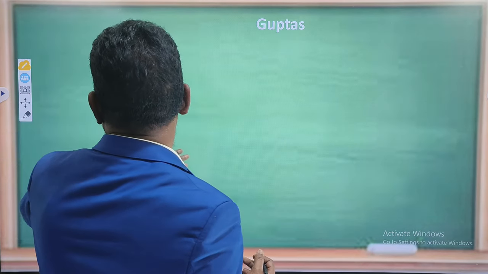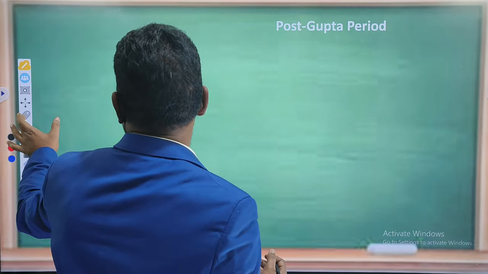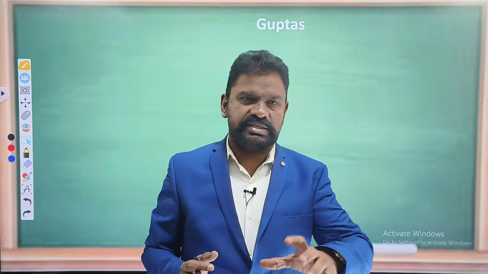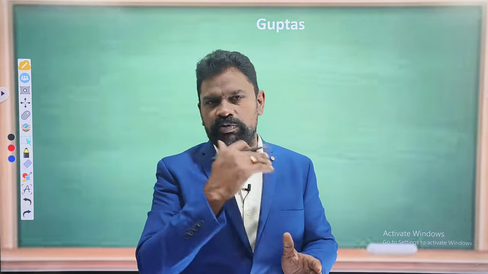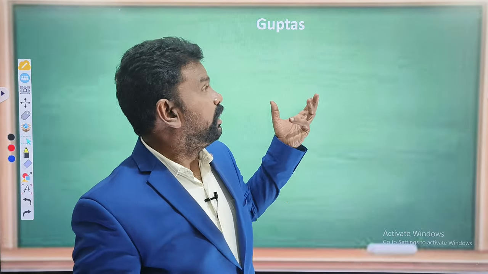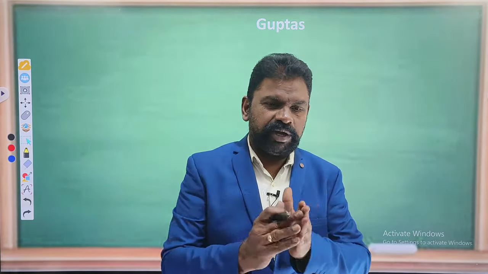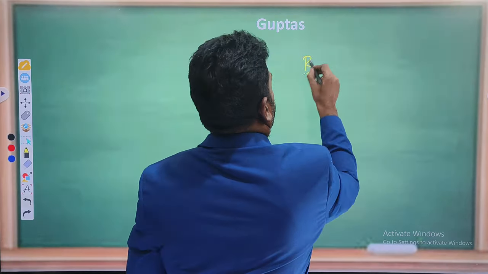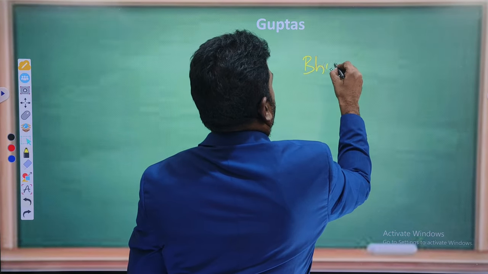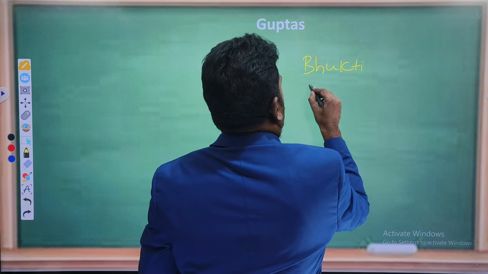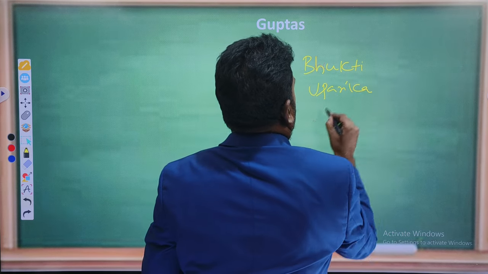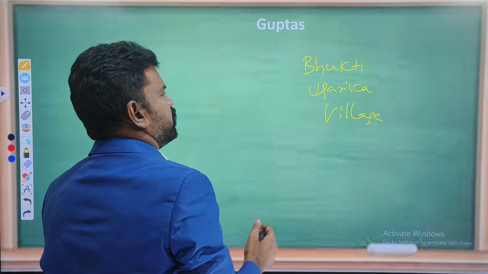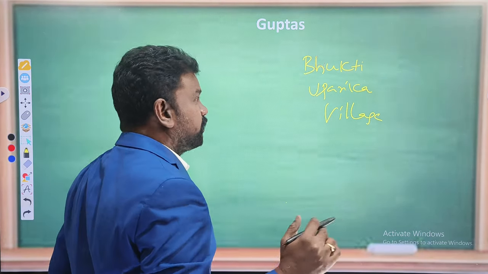The period of the Guptas is considered the golden age. Society was divided into castes and sub-castes. The position of women completely declined during this period. In the Gupta political system, the kingdom was divided into different bhuktis, the main provinces, then Uparika, and then the village level. This was the provincial division of the Gupta kingdom.